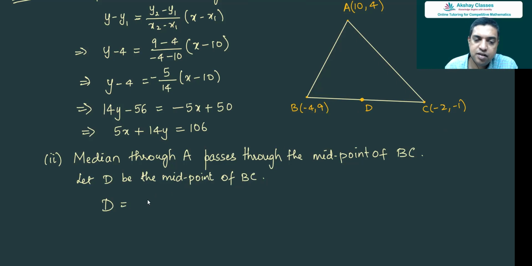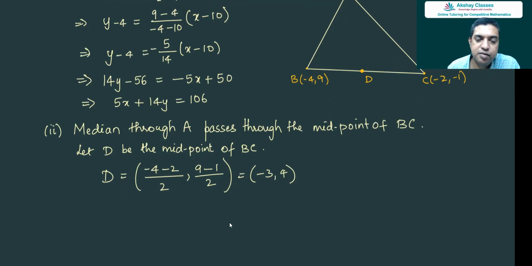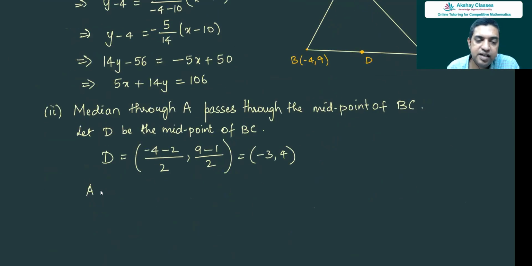You see, (x1 plus x2) by 2. So (-4 minus 2) upon 2. Then (y1 plus y2) by 2, so (9 minus 1) by 2. So minus 6 upon 2 is minus 3, and 9 minus 1, 8 upon 2, is 4. Okay, so (-3, 4) is the value. And A we already know is (10, 4).